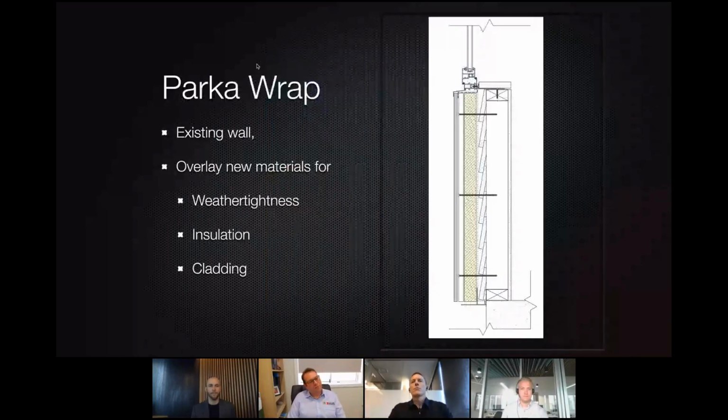The project was called the Parker Wrap. You can see in the image there, timber weatherboard wall existing, and then we're overlaying. There's a replacement of window here, and then we're overlaying weather tightness layers and the dotted line, thermal insulation, cavity, and new cladding. All of that fixed back through to the existing structure using long screws through insulation.